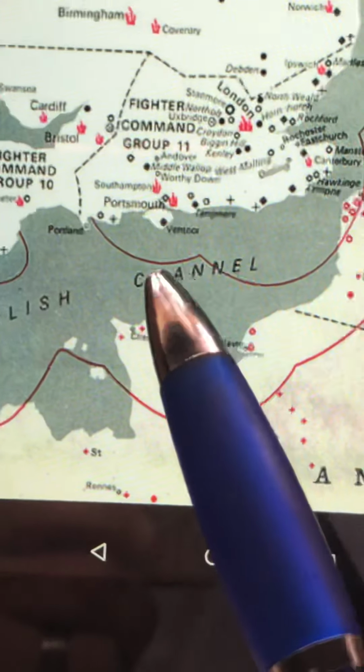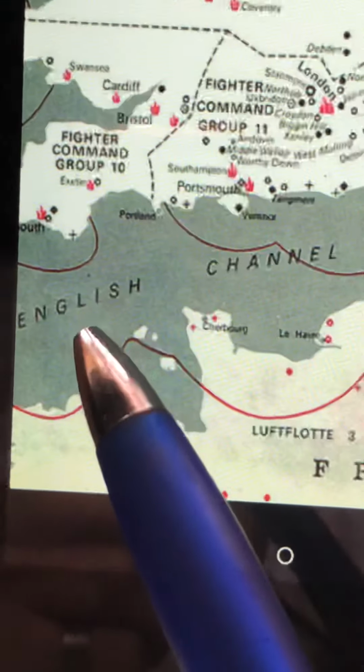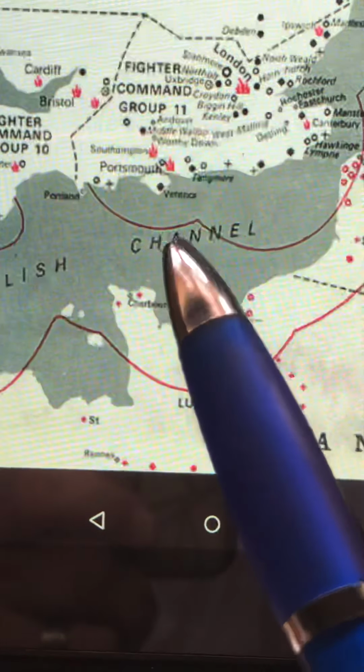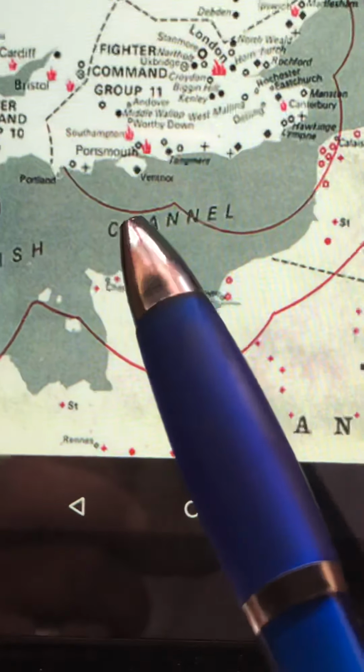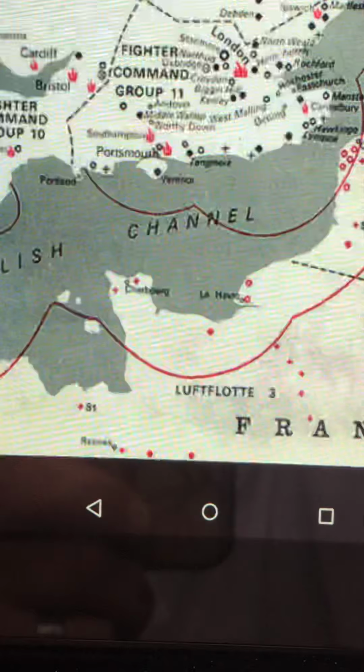Why did they do this? Because the British High Command, the RAF and the Navy, believed that the Royal Navy and the troop ships would be exposed to German air attack.